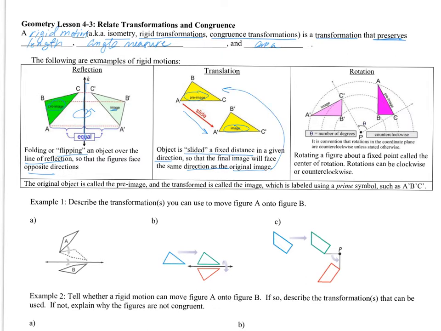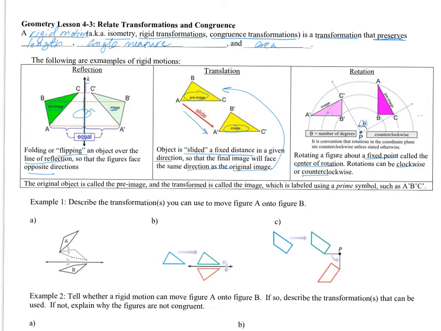Okay, and now we have rotation. Rotation is when you rotate a figure about a fixed point called the center of rotation. So this is the fixed point, and you can rotate the pre-image, or the original image, clockwise or counterclockwise. For this example here, I am rotating the pre-image counterclockwise a certain degree. And again, in the final image the length, the angle measures, and the areas don't change.